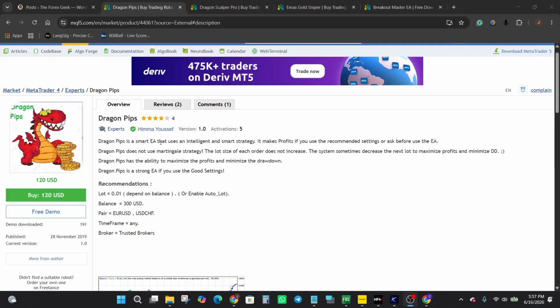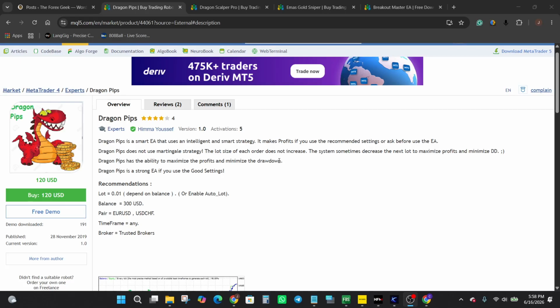The EA is currently listed at 120 US dollars, supports MT4, and the version shown on the page is version 1.0 with 5 activations available. Now, looking through the product description, the developer presents Dragon Pips as a smart expert advisor that uses what is described as an intelligent trading strategy. The marketplace page emphasizes that users should follow the recommended settings or seek guidance before using the EA.